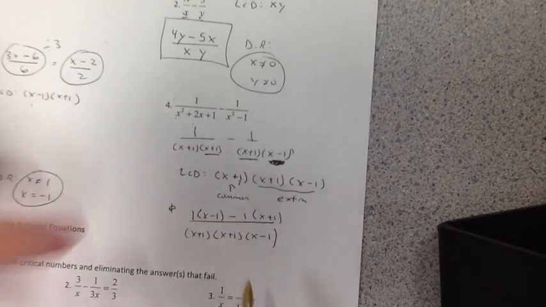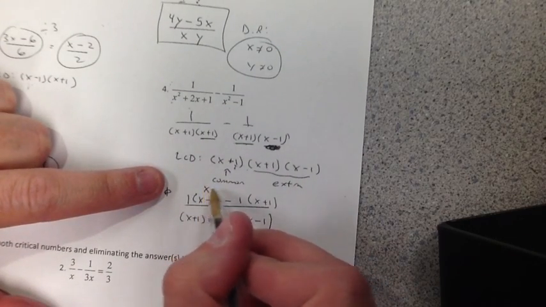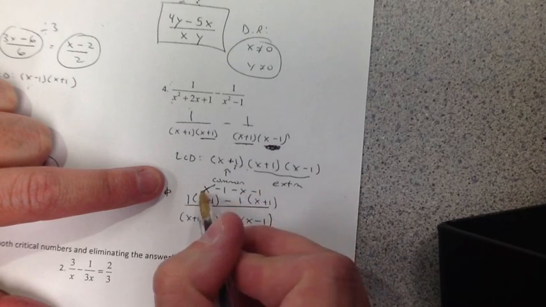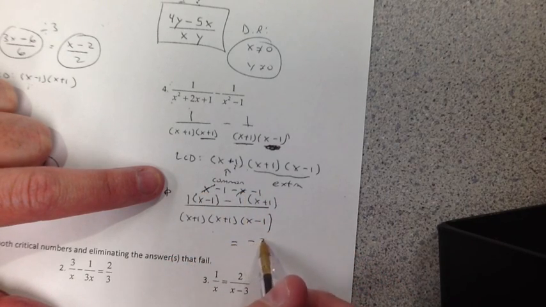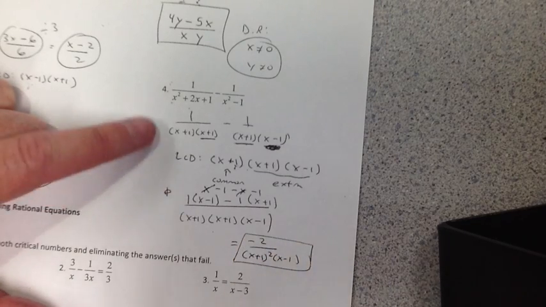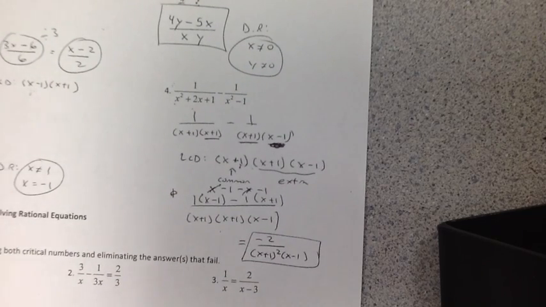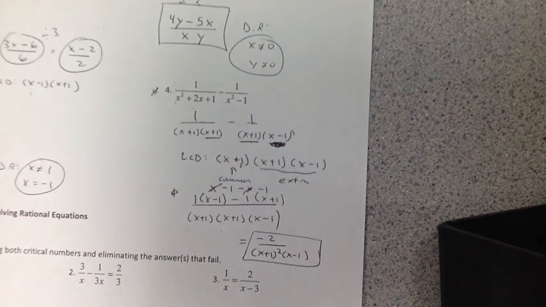And if you simplify the top, we get x minus 1 minus x minus 1. The x's cancel, and we're left with negative 2 over, and if you want to, (x plus 1) squared, (x minus 1). Number 4, you may want to try that again before you move on to the next section, because this is as hard as they will get.